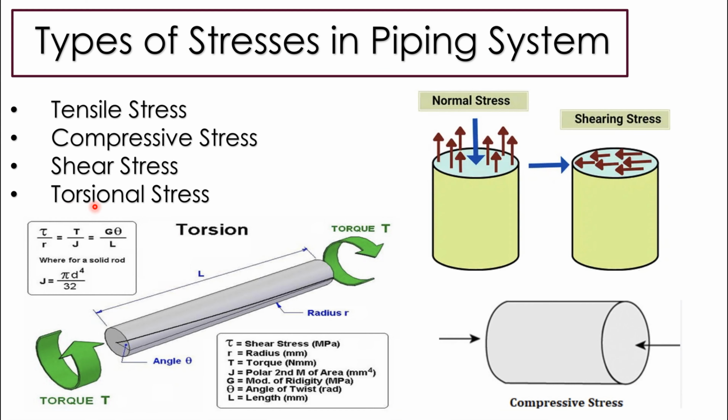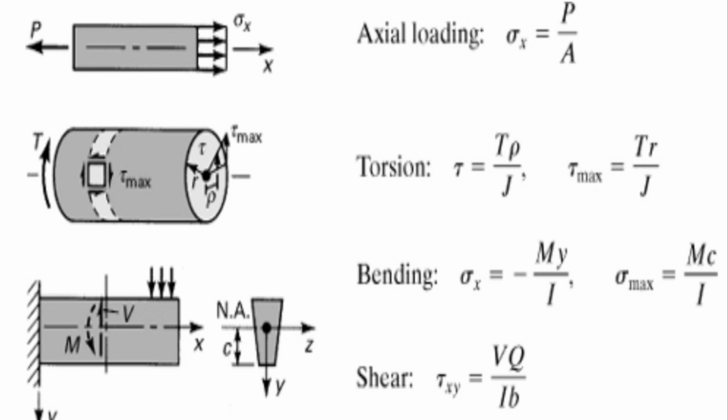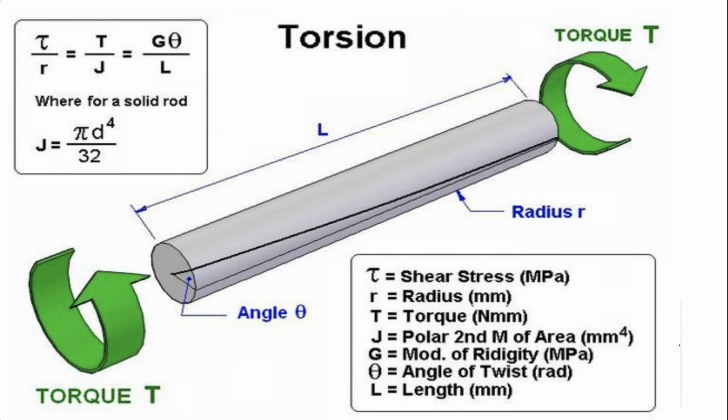Fourth one is torsional stresses. The stresses produced in a pipe due to torsional forces are called torsional stresses. Torsional stresses try to produce torsional or twisting moment in a pipe.